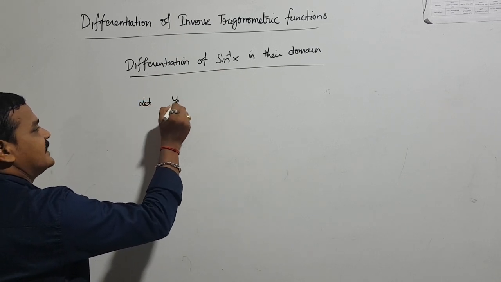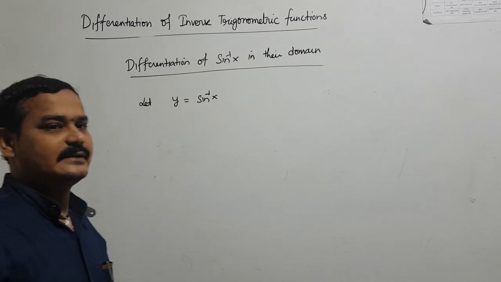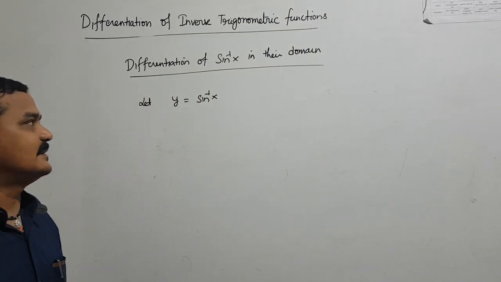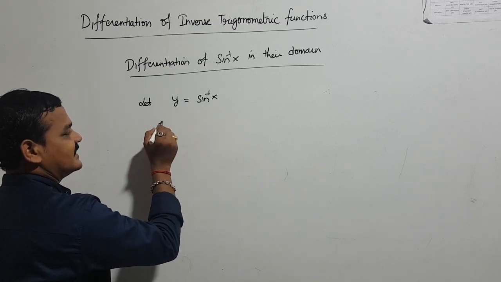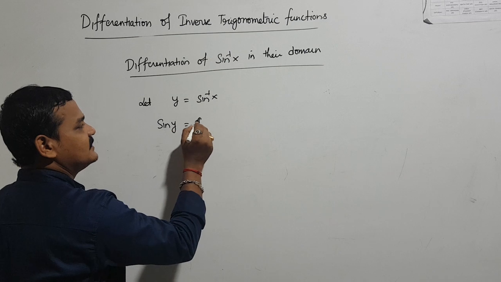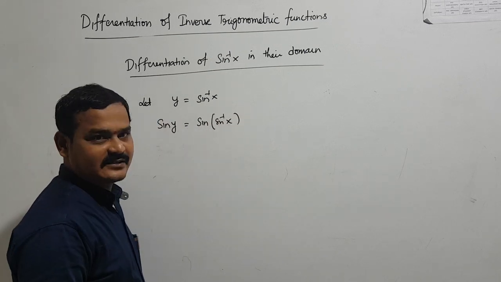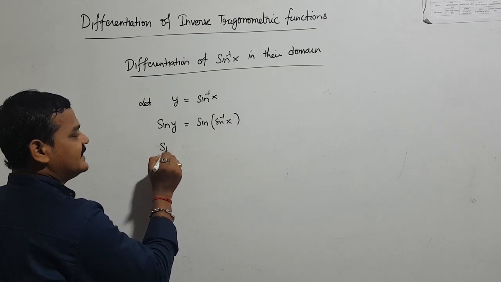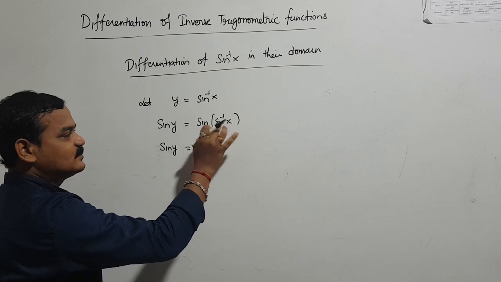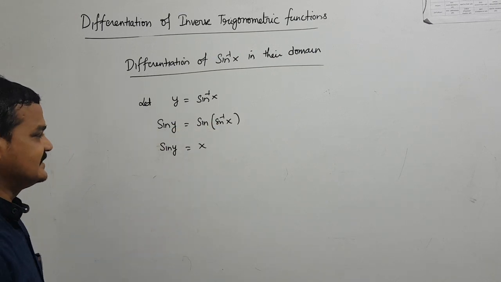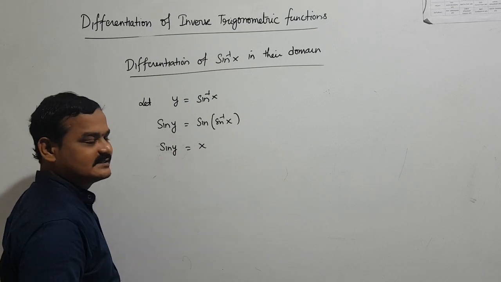Now let us take y is equal to sin inverse of x. Let y is equal to sin inverse x, I am taking. Okay. So take the sin on both sides. Sin y is equal to sin of sin inverse x. It can exist in its domain only. So sin y is equal to sin of sin inverse x, that is x. Don't say they cancel, because they cannot simply be cancelled. Sin y is equal to sin of sin inverse x, that is equal to x.